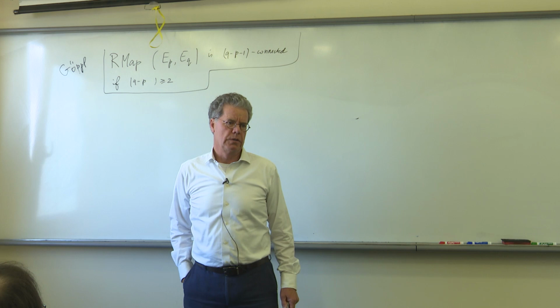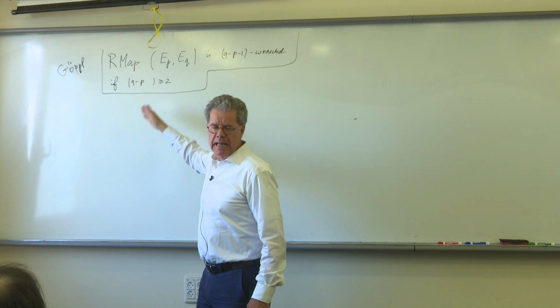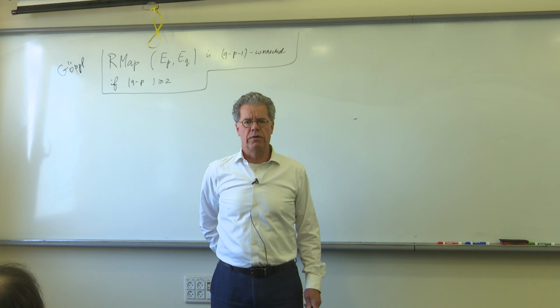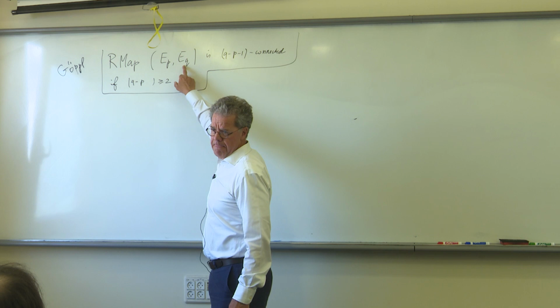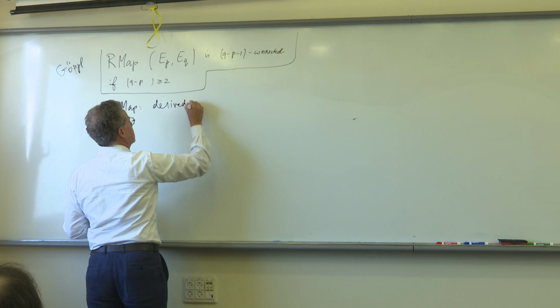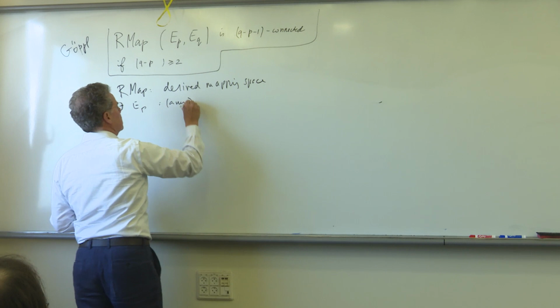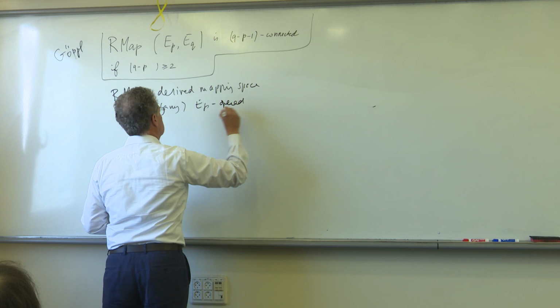Okay? So E_P, I wrote E_P, you can read this as this curly C_P, the little P-cubes operad, but you could also read it as any of the other operads that I wrote down yesterday, because it's a derived mapping space. Okay? And similarly here. So E_P. So I will write something down. R map, derived mapping space, E_P, any E_P operad. For example, C_P.